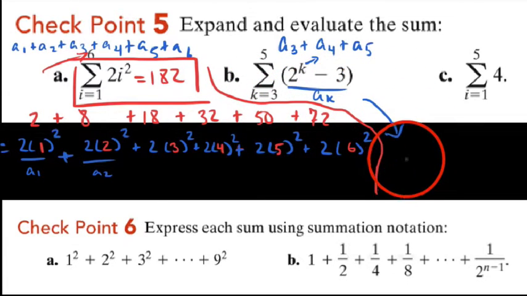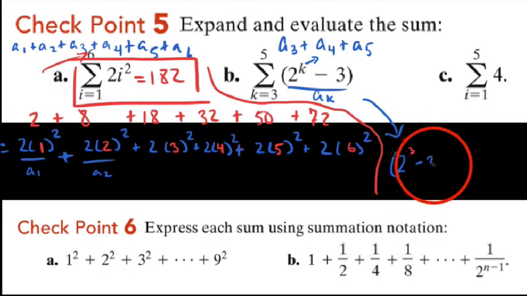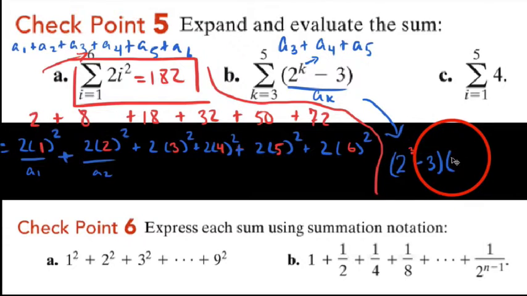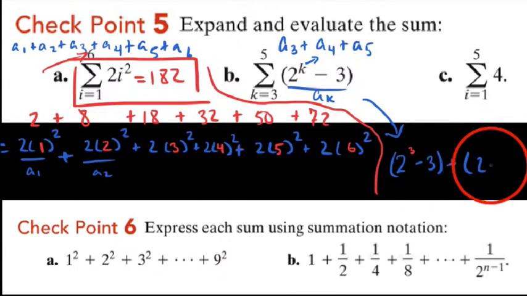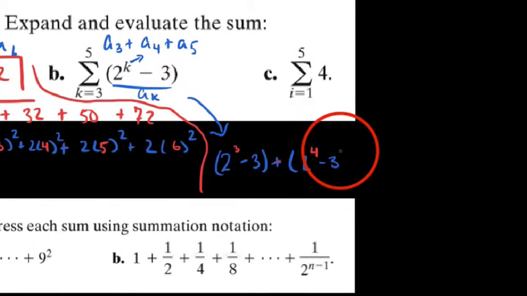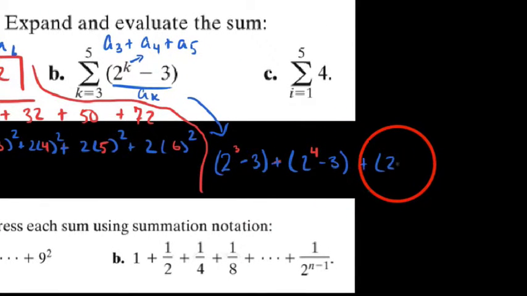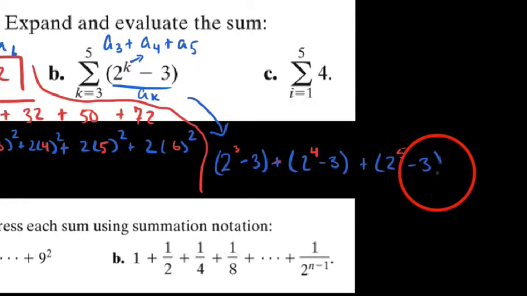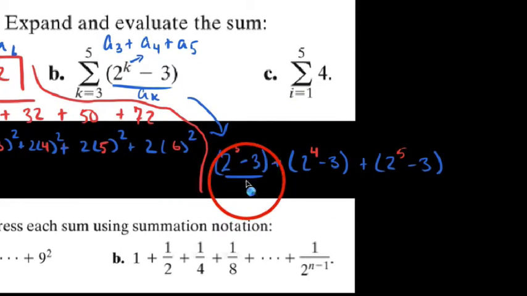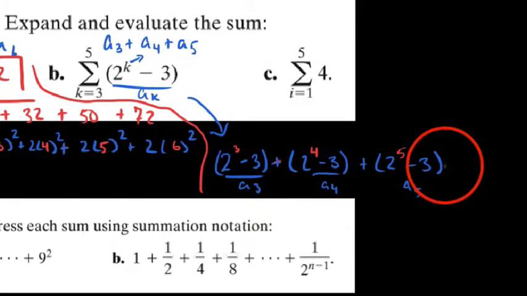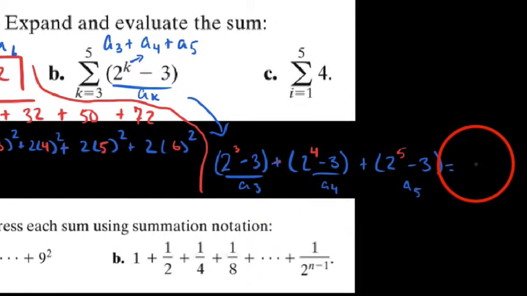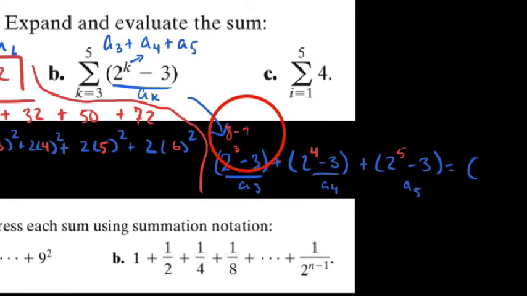So to write this out in expanded form, we would simply write 2 to the 3rd power minus 3, plus 2 to the 4th power minus 3, plus 2 to the 5th power minus 3. And you can see that we found our 3rd term, 4th term, and 5th term. So again, we're just going to simplify this. We get 2 cubed minus 3, which is 8 minus 3. So 8 minus 3 here.